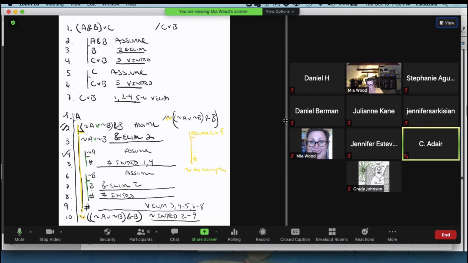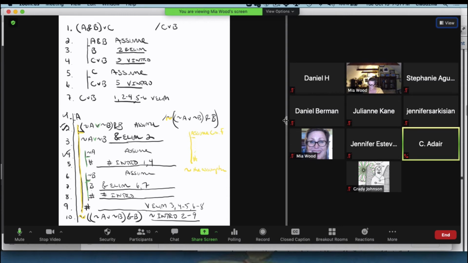So two and six are not contradictory, right? But take a look at six and seven, right? We've got not B and B. That's just what a contradiction is, some sentence and its negation. Jennifer, are you okay with that? I want to make sure because you had written two and six. Good. Okay.